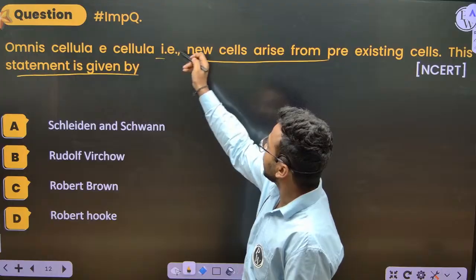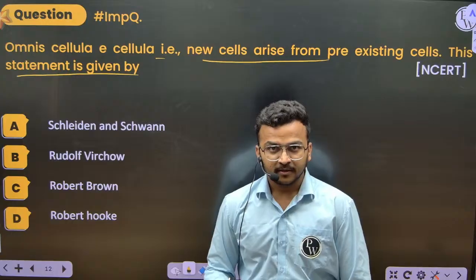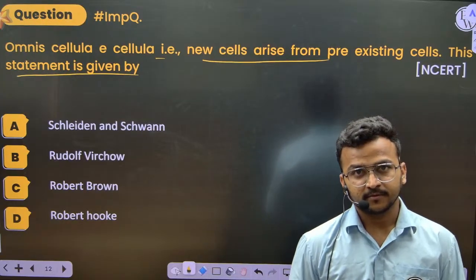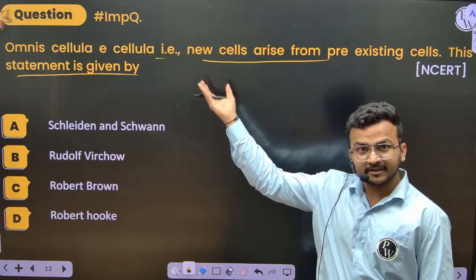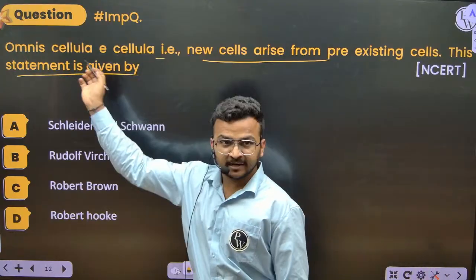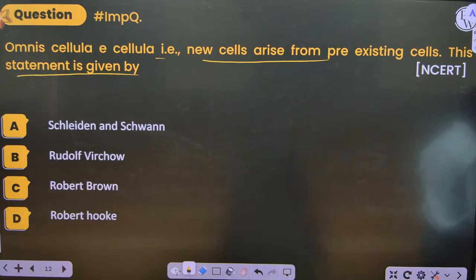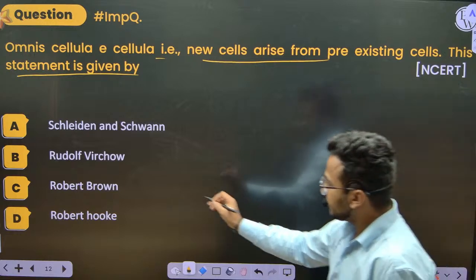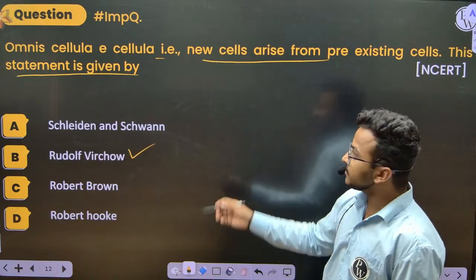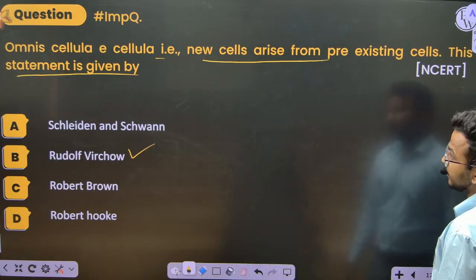So omnis cellula e cellula, that is, new cells arise from pre-existing cells. Please comment: which of the following gave this statement? You already know, which is very easy. So let me check this. It was given by Rudolf Virchow, that is, cells are formed from pre-existing cells. That is given by Rudolf Virchow. Next, we will be seeing.